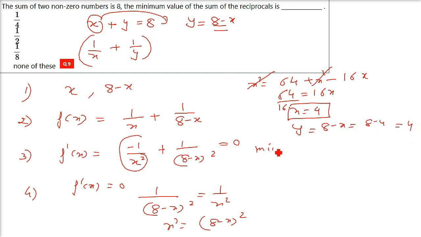So what is the minimum value? The question is asking about the minimum value of this sum of the reciprocals. So we are interested in 1 by x plus 1 by y, and we already got x and y as 4. So 1 by 4 plus 1 by 4 is what? It's 2 by 4, which is equal to 1 by 2. So this is your answer, 1 by 2.